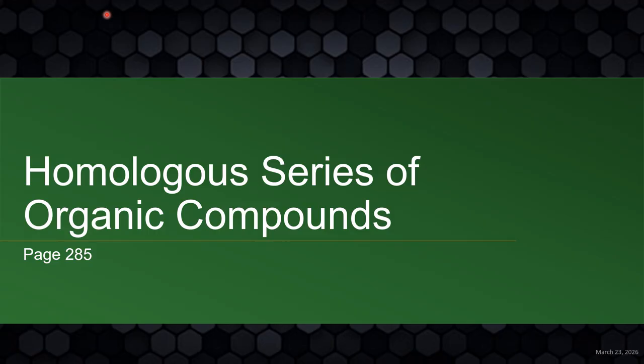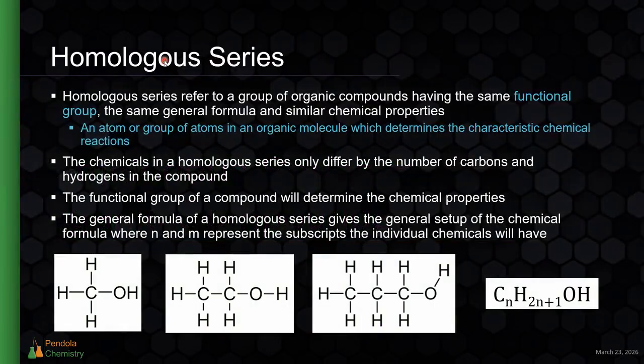So let's get started. A homologous series when it comes to organic chemistry refers to a compound or a series of compounds, should I say, that have the same general formula, meaning they have the same functional group, but they have an increasing or decreasing number of carbons. So before we talk about this, what is a functional group?